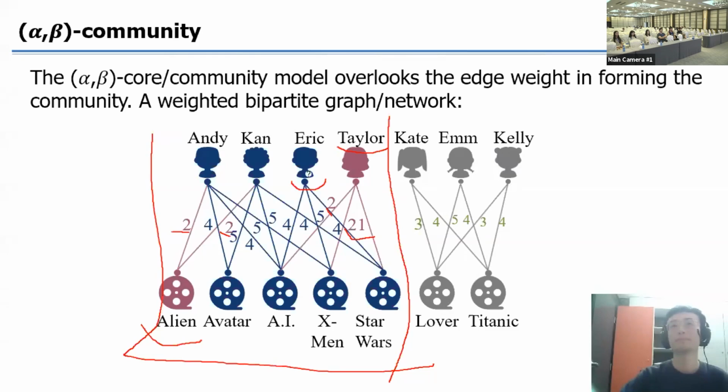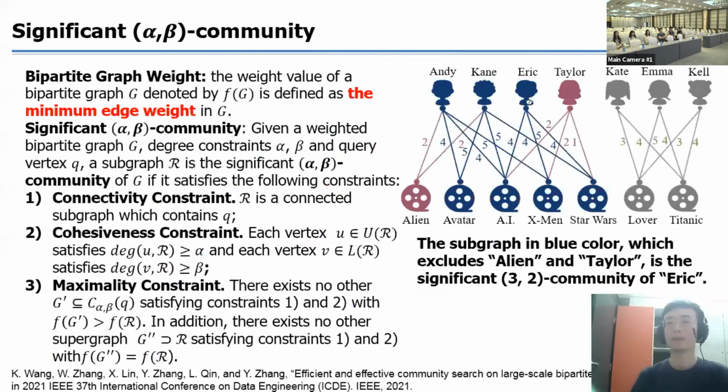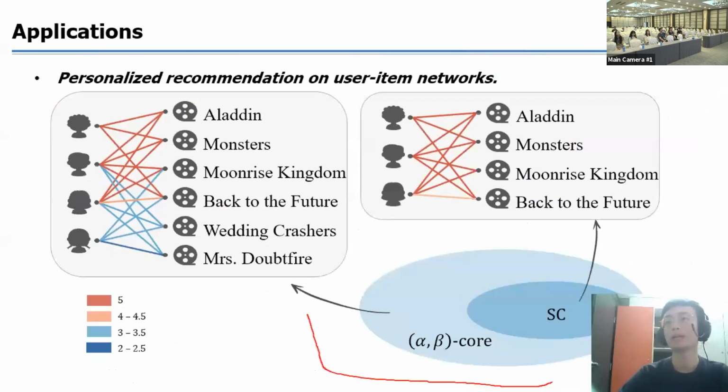So the significant alphabetical community model is proposed by further considering the edge weight on bipartite graphs. We define the bipartite graph weight as the minimum edge weight in a graph G. And the significant alphabetical community model requires the connectivity and the cohesiveness and also the maximality, which means it has the maximal weight among all the alphabetical cores. For example, in the right example, we can see the subgraph in blue color is the significant (3,2)-community, which excludes Alien and Taylor.